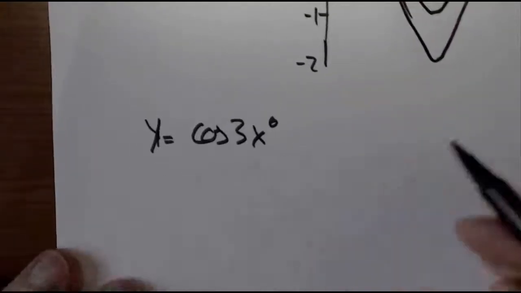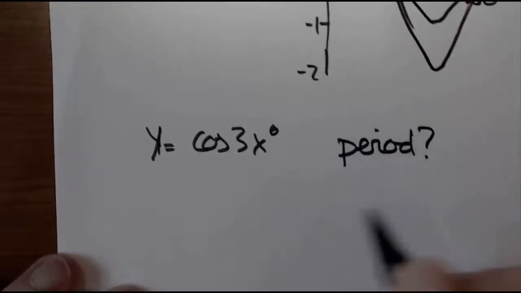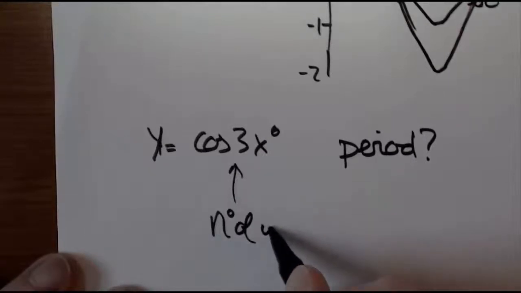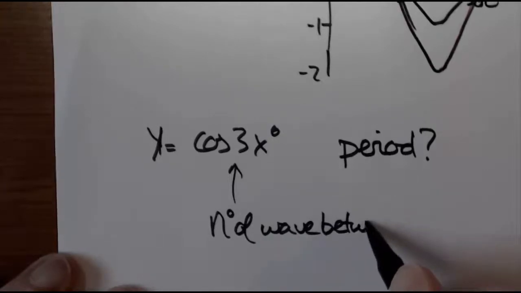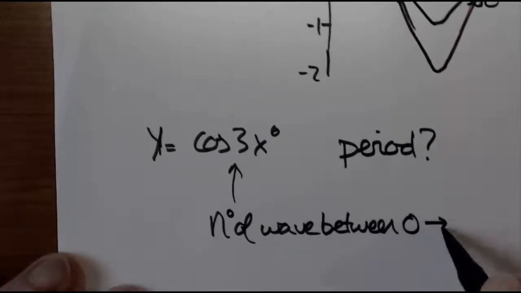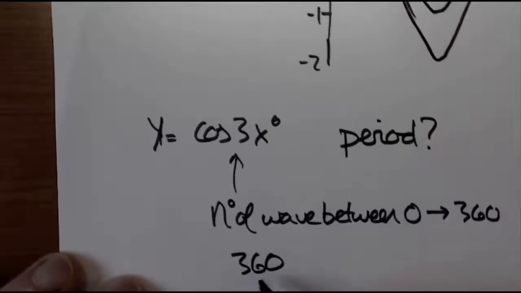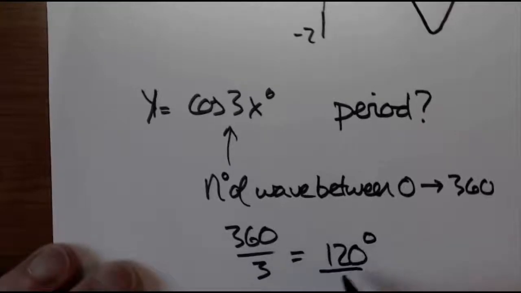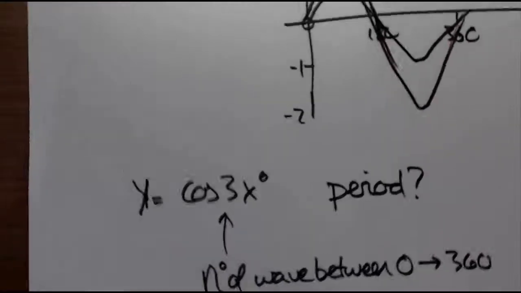What they're asking here is they're asking what's the period of the wave. So what we've got here is this is essentially the number of waves between 0 to 360. So they've managed to cram in 3 waves. So to find the period, you just get 360 divided by that number, and that gives you 120. So that's the period of that. Cos equals 3x.